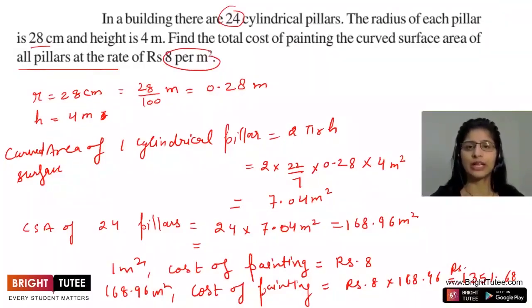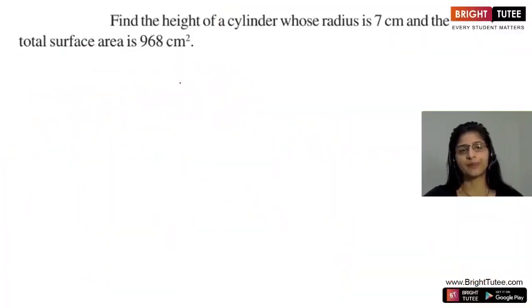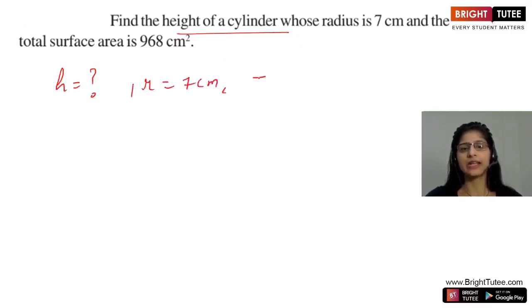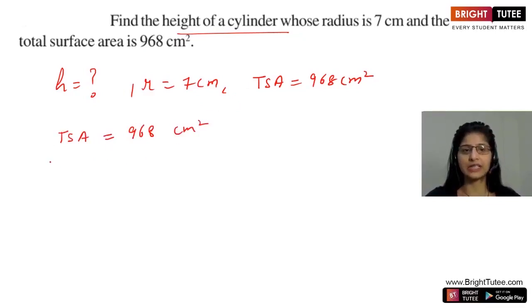Now moving on to the next one. In this question, we have to find the height of the cylinder. What is to be calculated? Height. The radius is given to us as 7 centimeter and the total surface area is given as 968 square centimeter. So units are the same, no need to change. We know the total surface area is 968. What is the formula for the total surface area of the cylinder? It is 2 pi r into r plus h. Do remember the formula?